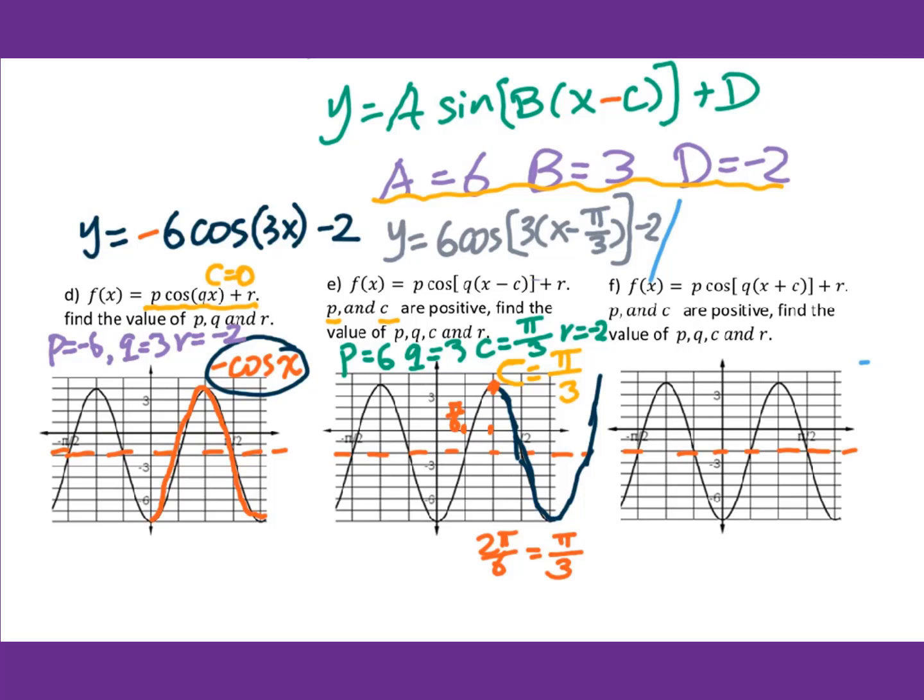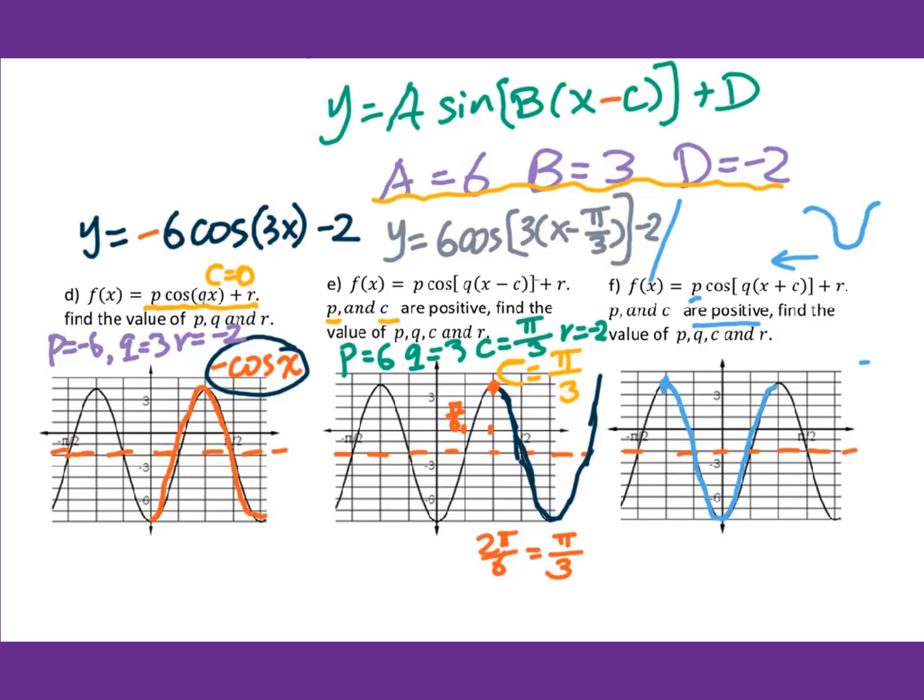Let's go to F. For the F, P and C are positive. X plus a positive number, like x plus 5, means the starting point has to be on the left side of the y-axis. Since P is positive, it means a positive pattern for cosine. So we need to get the graph like this. This point will be your starting point.